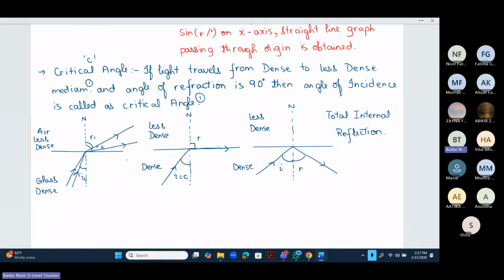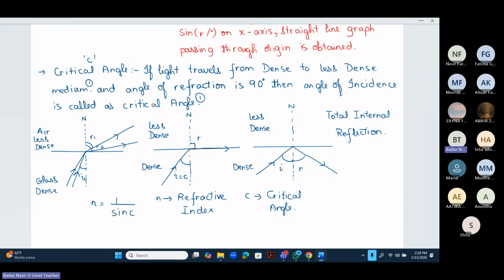Now there's another formula for the refractive index, which is in terms of the critical angle, and that formula is n is equals to 1 over sine c, where n is the refractive index and small c stands for critical angle.